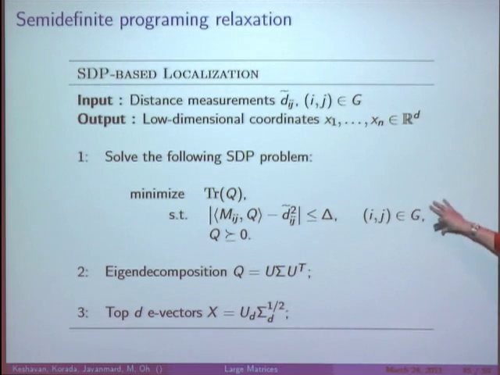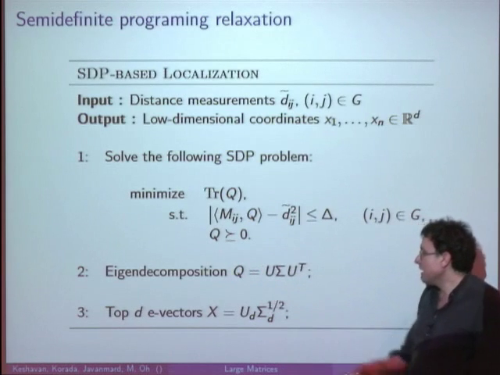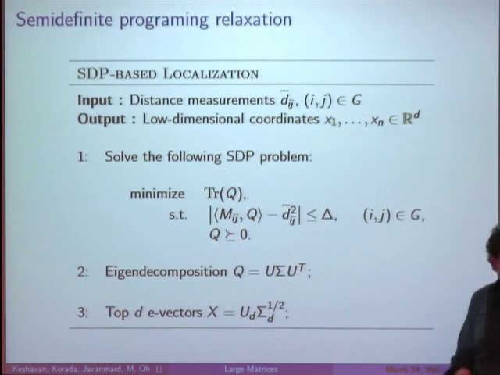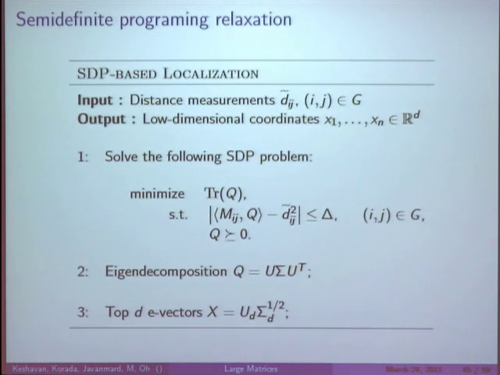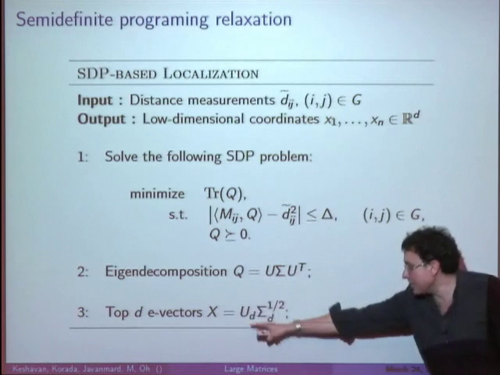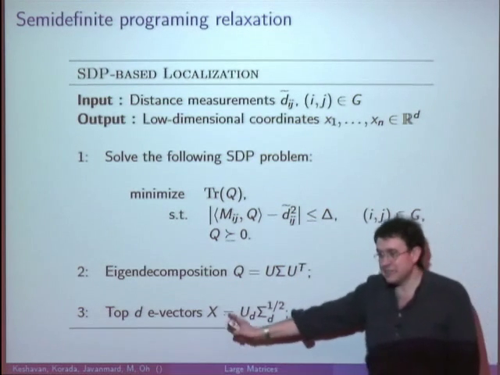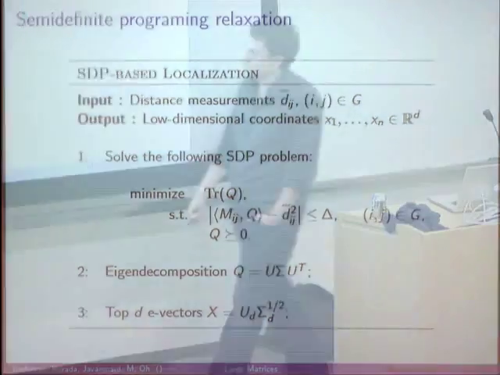I come back to this in a minute. Once I have the solution of this, I compute the eigenvalue decomposition. This will be a symmetric matrix. I take the largest d eigenvectors, and I give you back this as my embedding of the points.